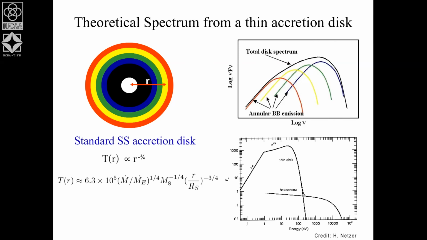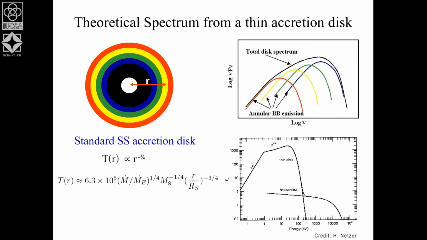Such a disk is geometrically thin and optically thick. What that means is that if you divide the accretion disk into a large number of annuli, then each annulus will have a certain temperature.